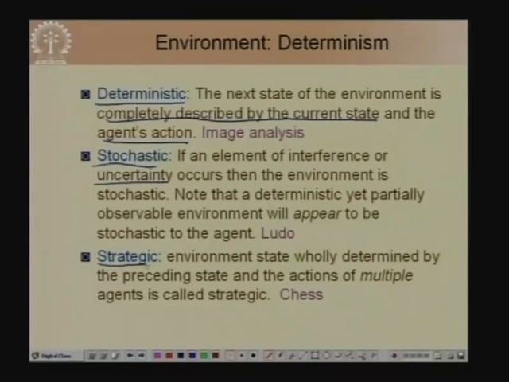A strategic environment is an environment whose state is wholly determined by the preceding state and the actions of multiple agents. In a strategic environment, apart from the agent itself, there are other agents around, and the actions of all these agents influence the environment. The environment is changed only by the actions of the agent itself and other agents. For example, chess. A chess playing agent operates in a strategic environment.